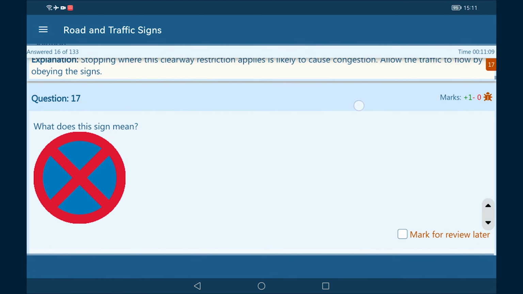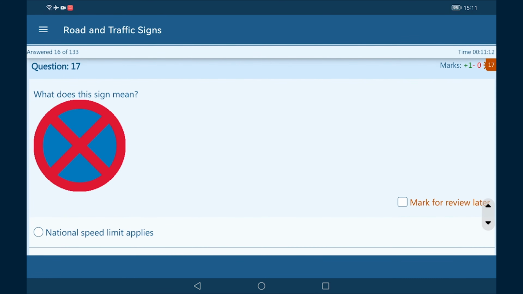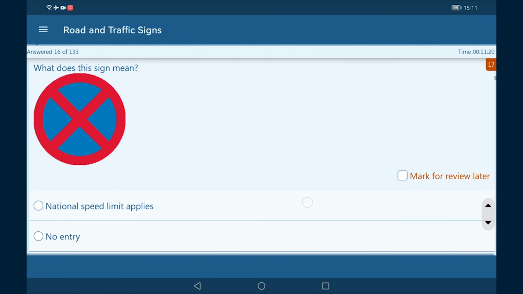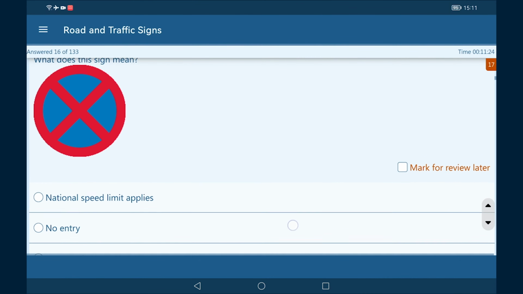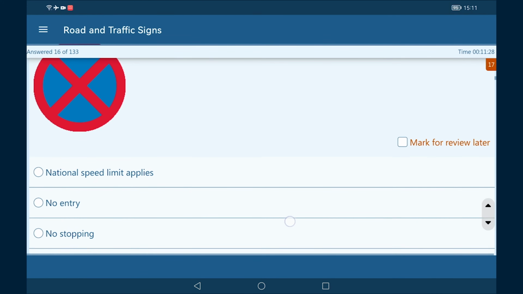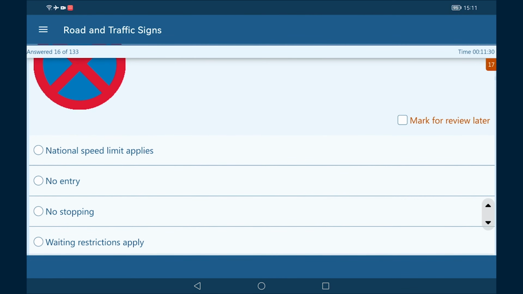Question 17. What does this sign mean? Option 1. National speed limit applies. Option 2. No entry. Option 3. No stopping. Option 4. Waiting restrictions apply. The correct answer is Option 3. That is no stopping.